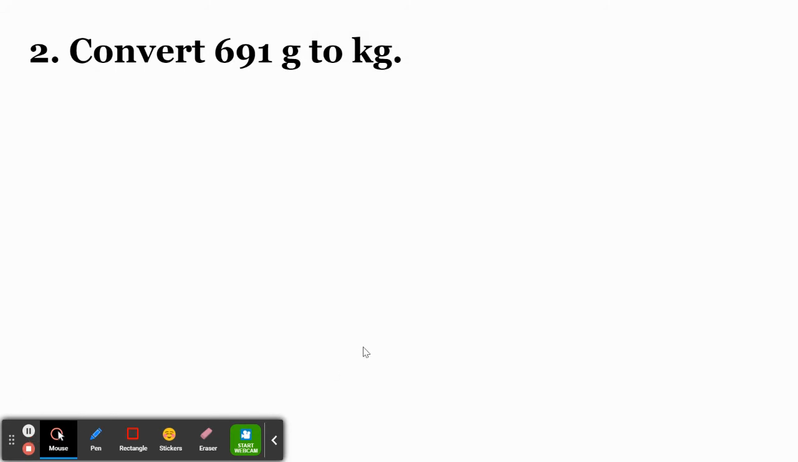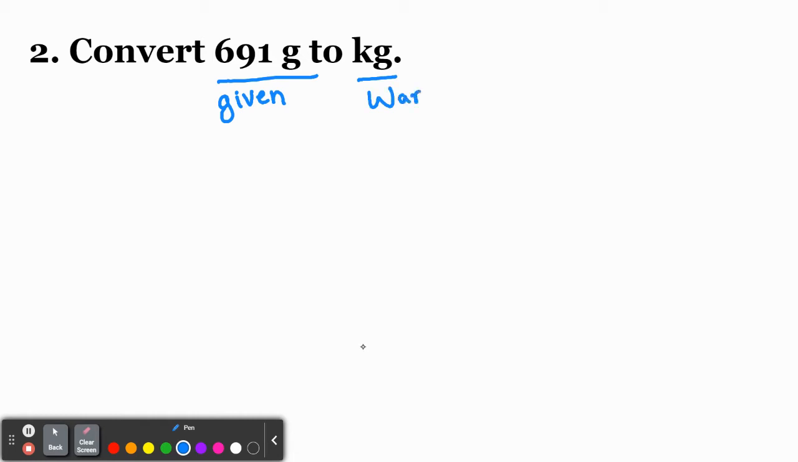Let's try practicing one. Here I have the conversion. The question asks me to convert 691 grams to kilograms. So grams is what was given, and that's what I'm going to start with. And kilograms is what I want, and that's what I'm going to end with. So my goal is to end with kilograms. Given was grams. I want to end with kilograms.